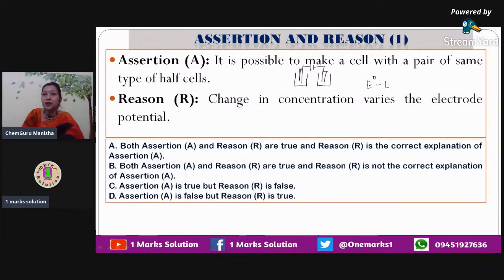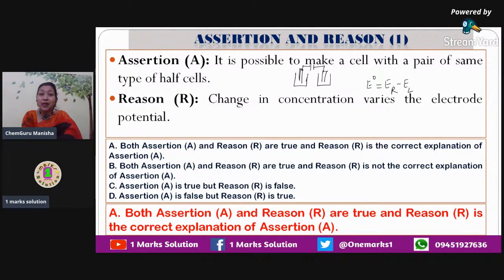Electrode potential is the net difference between the right hand side electrode and the left hand side electrode. So when you take the standard electrode potential of the right hand side and the standard electrode potential on the left hand side, we take the difference, and you get the E0 cell. Now this is absolutely correct. Now what is going to happen?